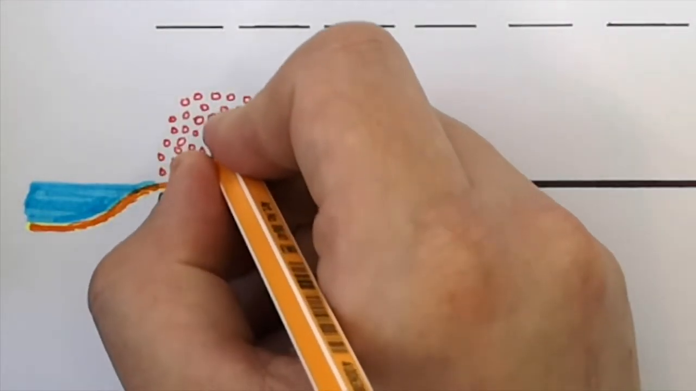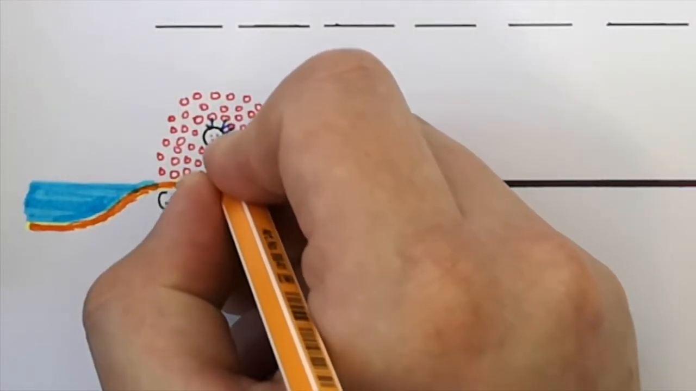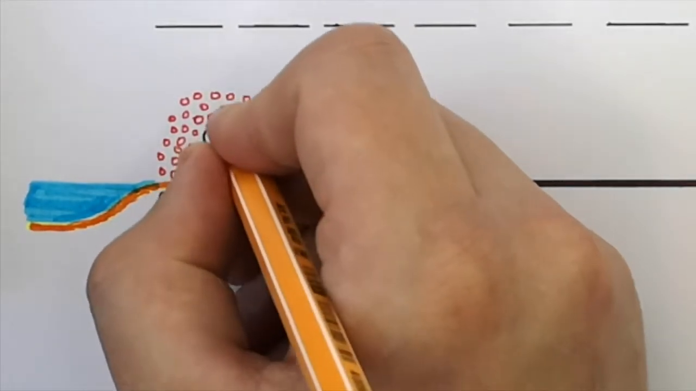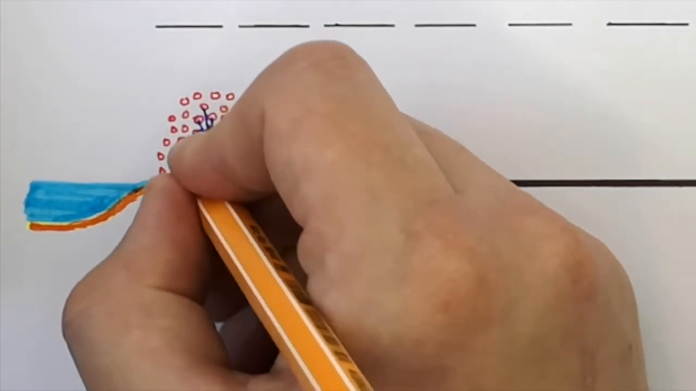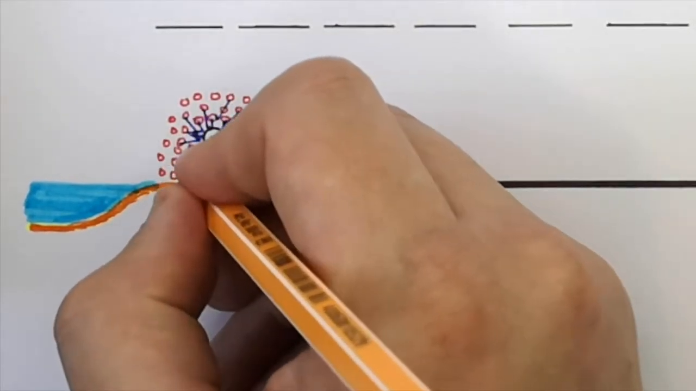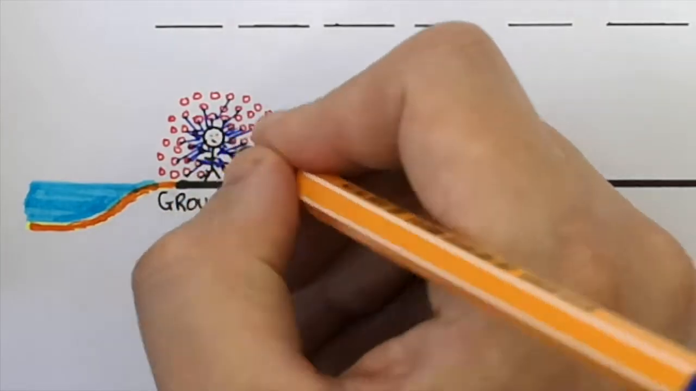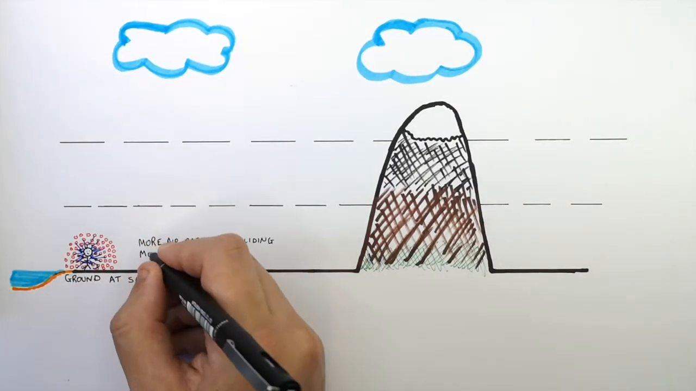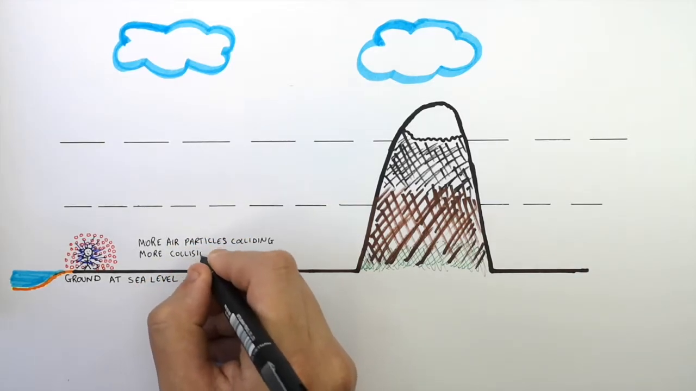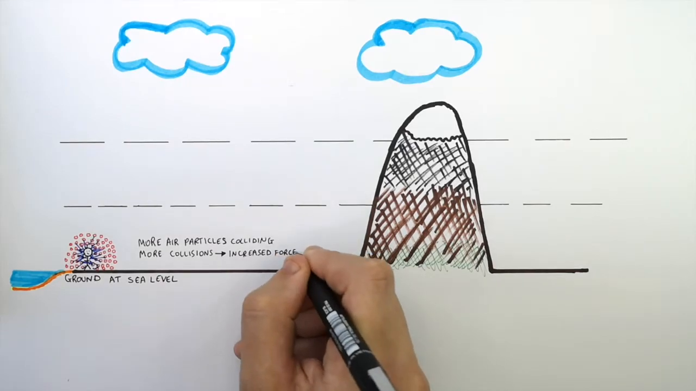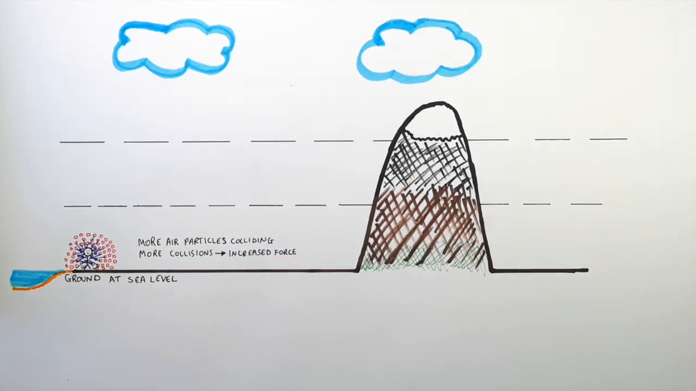This means there are going to be more collisions between the air particles and objects at sea level, which means that there's going to be an increased pressure, because if you increase the force acting on a surface area, you're going to increase the pressure. So more air particles colliding means there's an increased force acting on the objects at sea level.